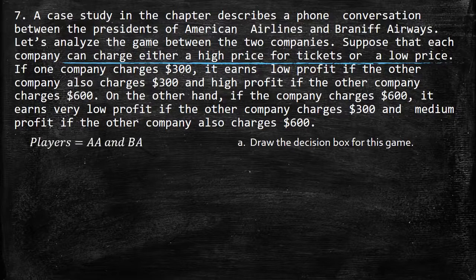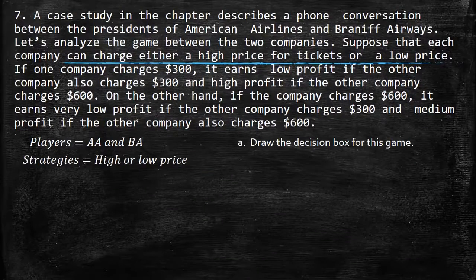Okay, let's start to analyze here before continuing reading, because it should be a little bit clearer. So here we have the first question: draw a decision box for this game. First, we need to identify the players. So we have two players, the presidents. We are going to label them as AA, American Airlines, and BA, British Airways. Then the strategies: the presidents can move on high or low price.